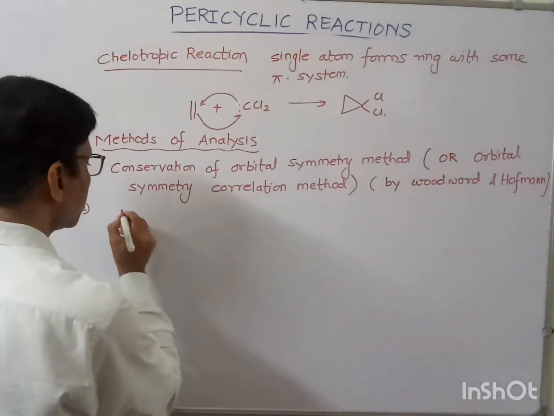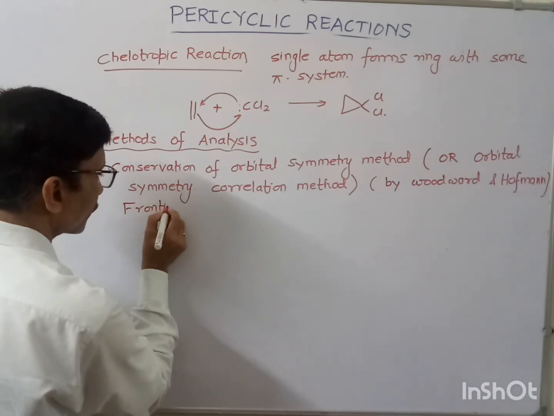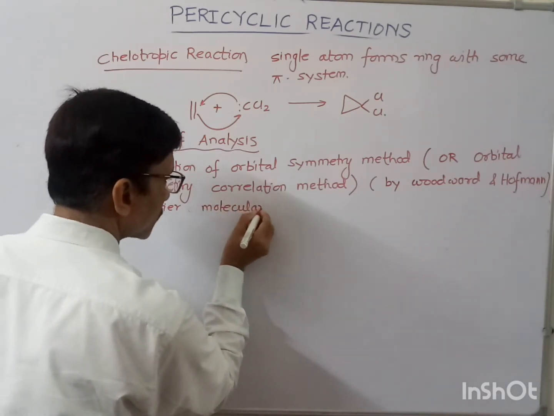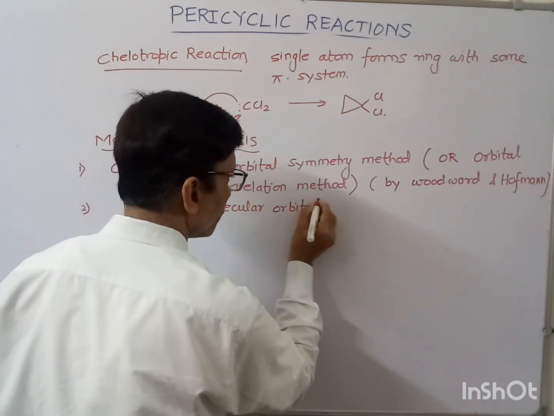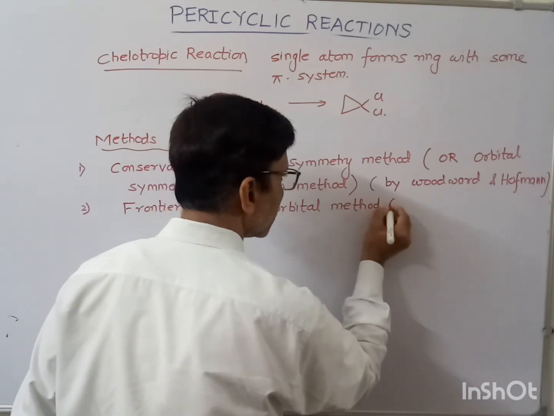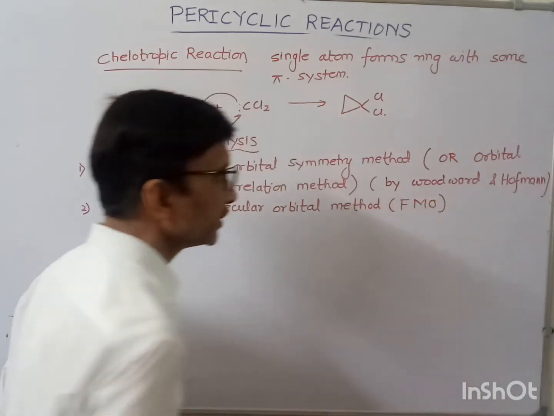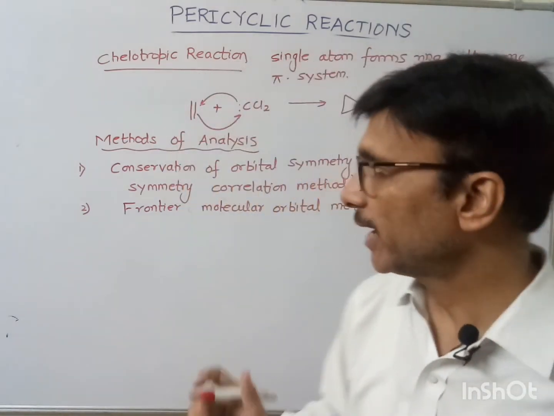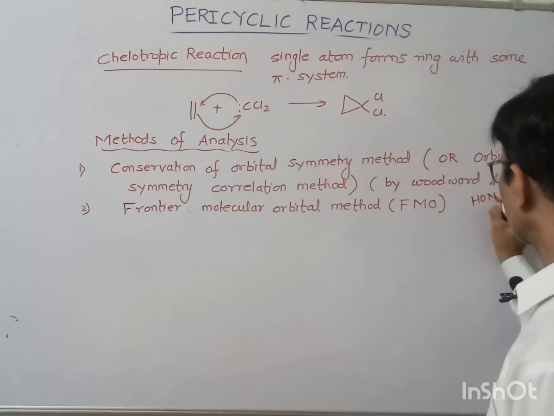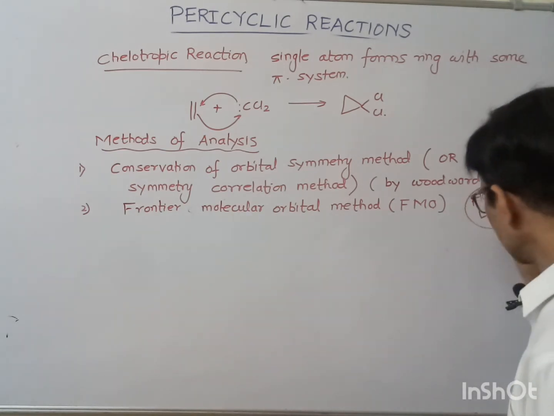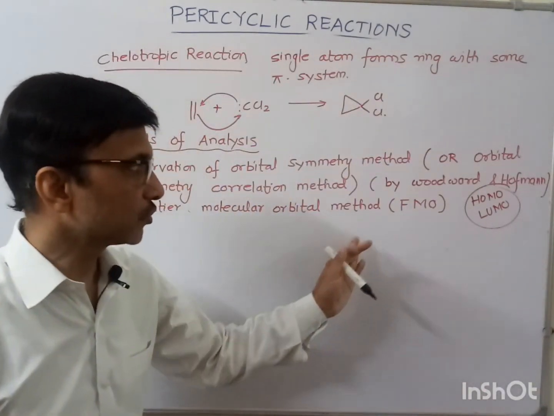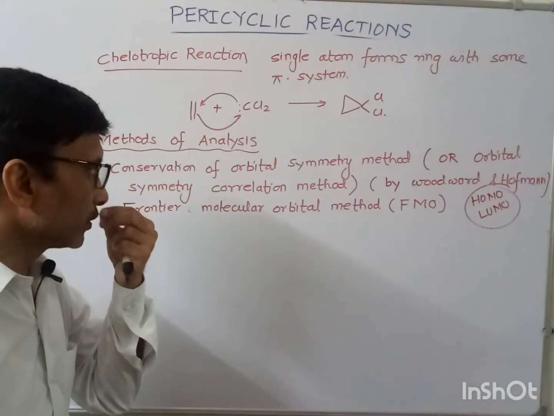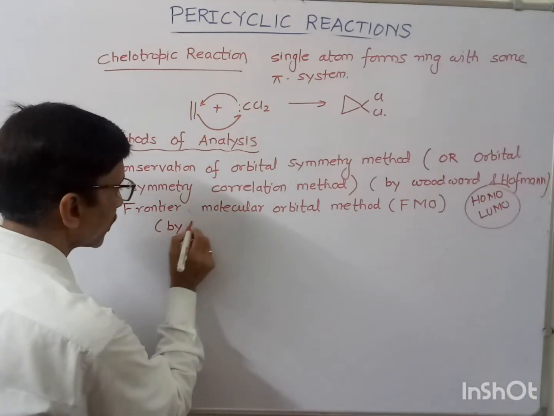The second method that we will study is the frontier molecular orbital method, in short the FMO method. Here we know that two frontier orbitals are there. One is called the HOMO and another is called the LUMO. HOMO and LUMO are considered, they are involved in the analysis of such reactions. The frontier molecular orbital method was given by Fukui.